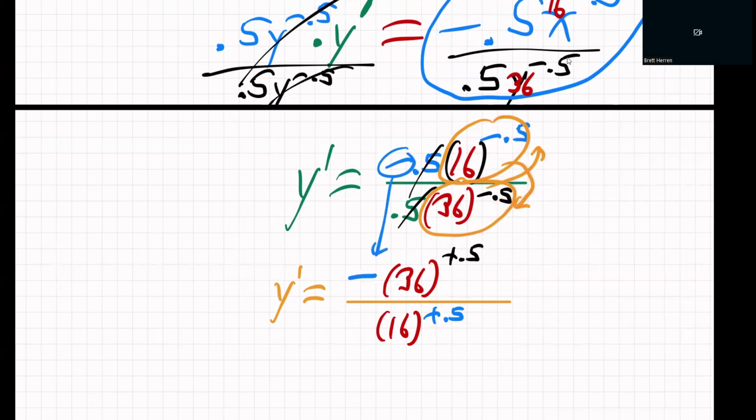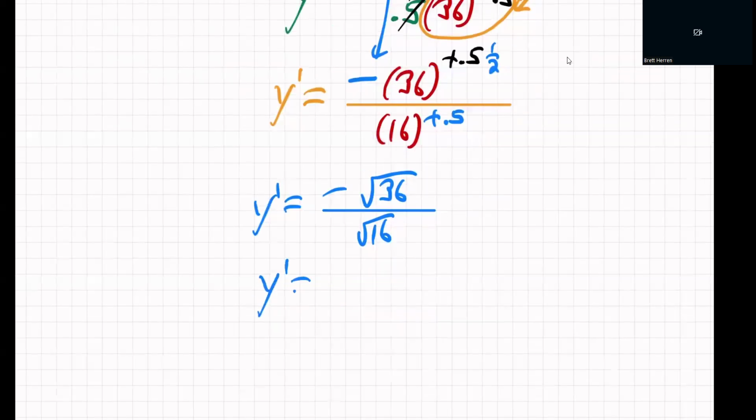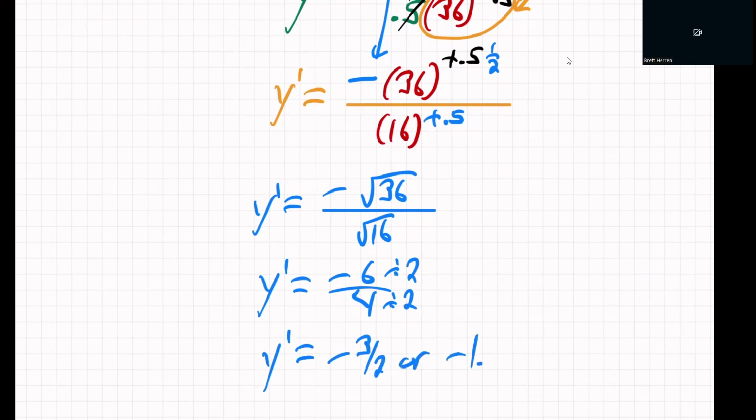All right. Now, what is 36 to the 0.5 power? Well, that's the same thing as square root of 36. Remember that? A half power is a root. This is the root of 16. So y prime then is negative 6 over 4, divided by 2 top and bottom. y prime is negative 3 halves or negative 1.5.